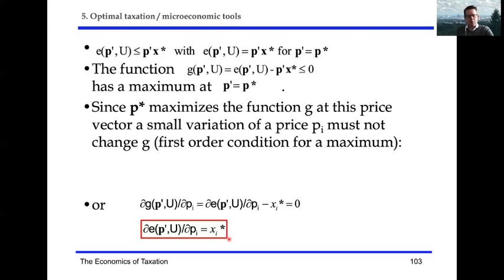And that's a surprising result maybe, but it makes life very simple to evaluate price changes. The money amount that you need as a compensation for a small price change can be expressed very easily by looking at the amount of the good whose price has changed, period.